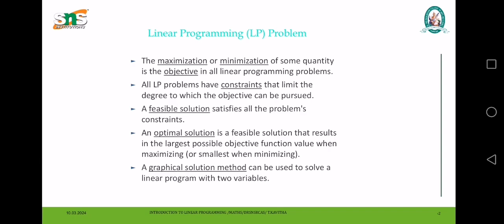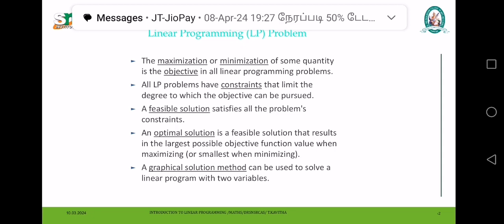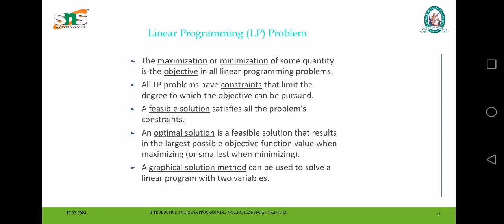Linear programming problem: the maximization or minimization of some quantity is the objective in all linear programming problems. All LP problems have constraints that limit the degree to which the objective can be pursued. A feasible solution satisfies all the problem's constraints. An optimal solution is a feasible solution that results in the largest possible objective function value when maximizing, or smallest when minimizing. A graphical solution method can be used to solve a linear program with two variables.